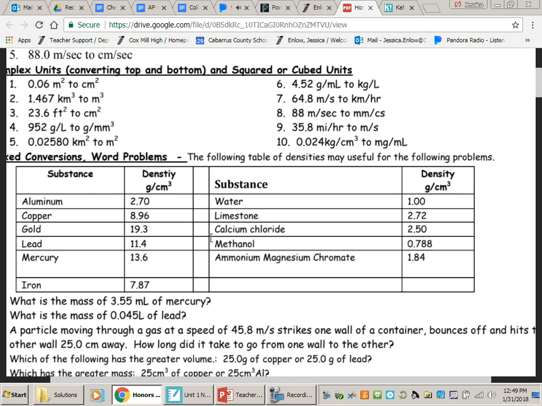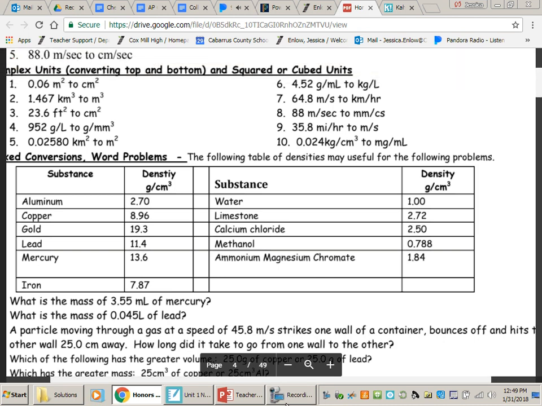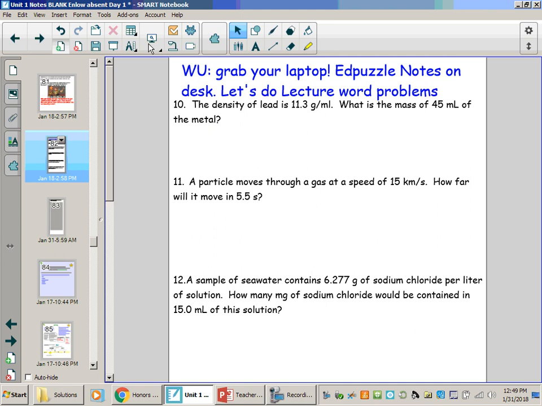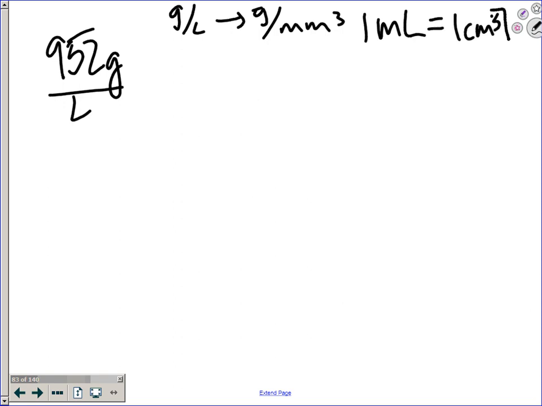Those are probably one of the more challenging ones because this bottom one is going to use a relationship between milliliters and centimeters cubed. Okay, so 952 grams per liter, and we want to go from grams per liter to, what was it? Centimeters cubed. So the relationship I spoke of yesterday was that 1 milliliter is equal to 1 centimeter cubed.